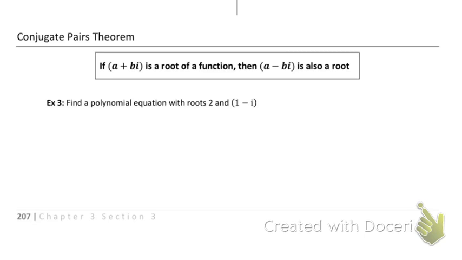So if I give you i, you're going to say, well, that means negative i is also a root. If I give you 3 plus i, you're going to say, well, 3 minus i is also a root. I'm not going to list all of those. Like here, I'm saying in this one that the polynomial has roots or zeros 2 and 1 minus i.